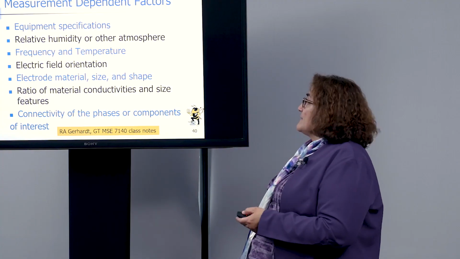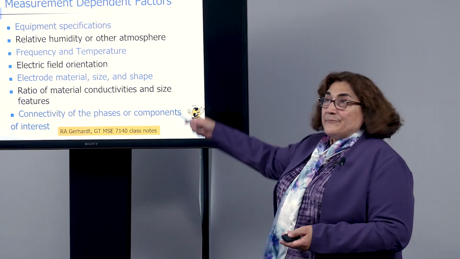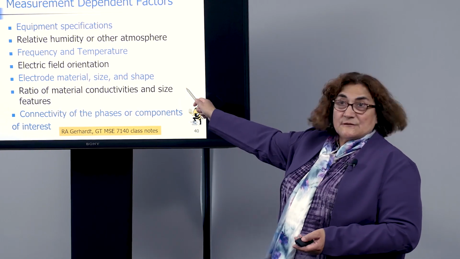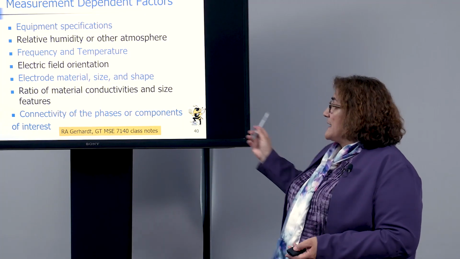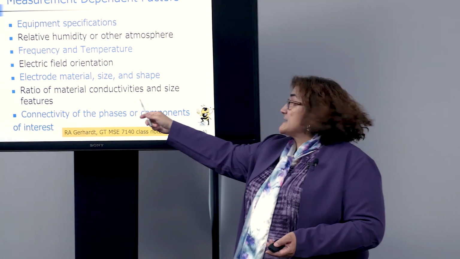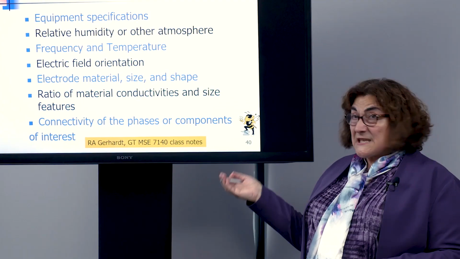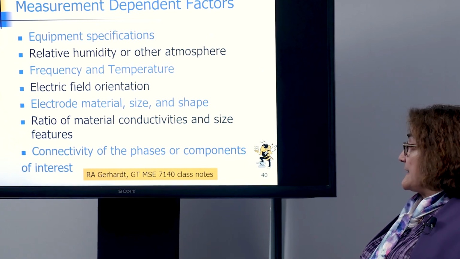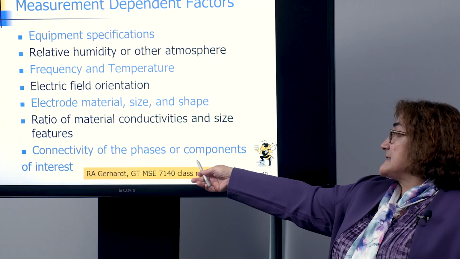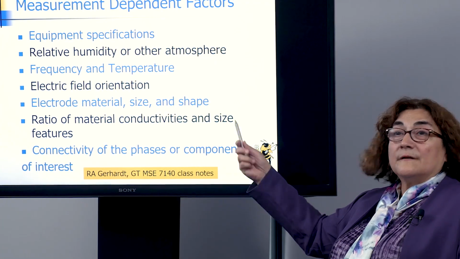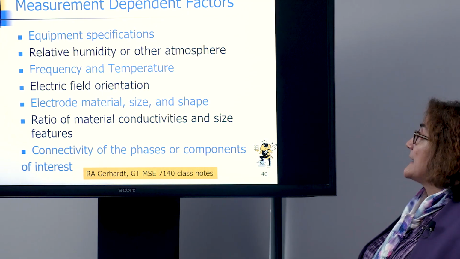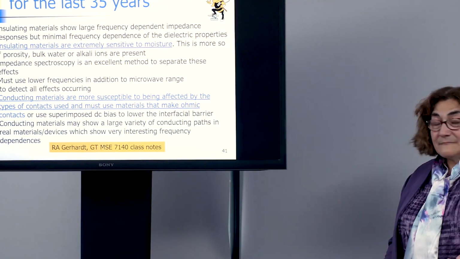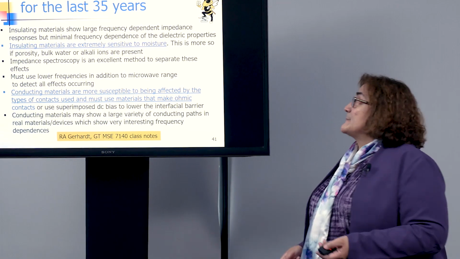your measurements. Obviously, frequency and temperature, the electric field orientation, the material, the size and the shape, what is the ratio of the material conductivities and size features, whether it's a heterogeneous material or a device, and how these phases or components are connected. All of these things can have an effect on the response that you measure.